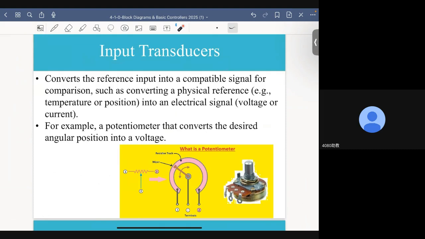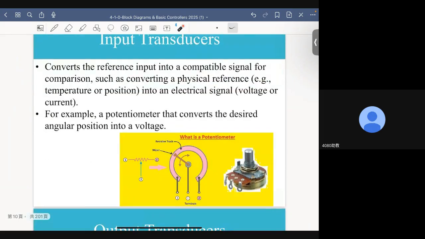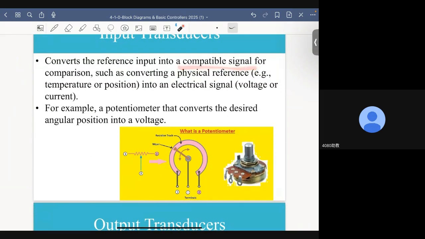Why do we need them? Let me put it this way: an input transducer converts the reference input into a compatible signal for comparison. So you have a command, a desired output, a target output, which you can also call the reference input. Now, we want to convert it to a so-called compatible signal for comparison because you need to compare your input with the output. And what do we mean by compatible signal?